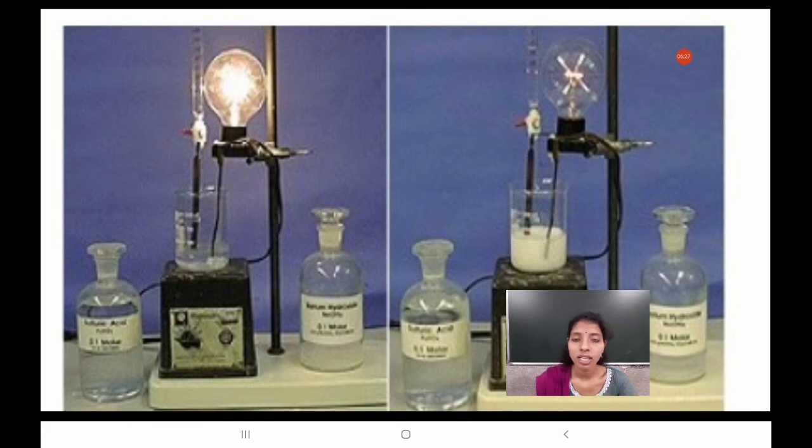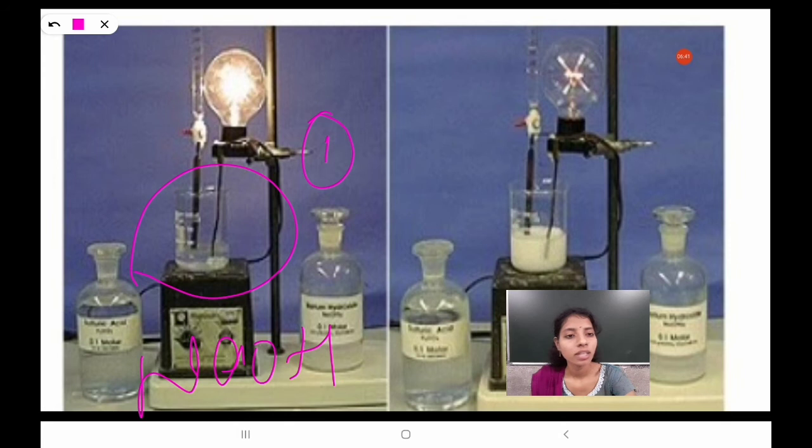So when we switch on the current, we observe that the glowing of bulb is brighter in NaOH solution. So this is the NaOH solution and this is the ammonium hydroxide solution. Okay. So we will observe more brightness in the bulb in sodium hydroxide solution. The bulb glows less in ammonium hydroxide solution. So again, why is it happening here?